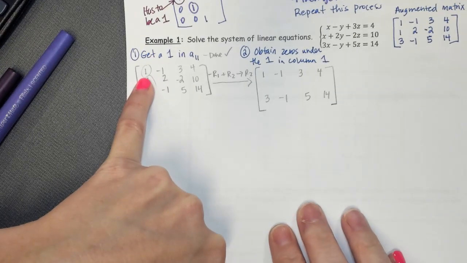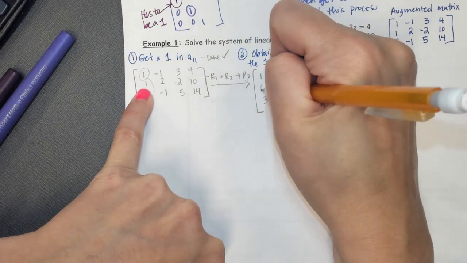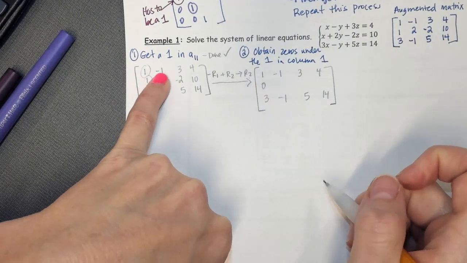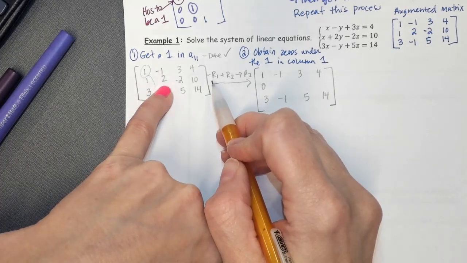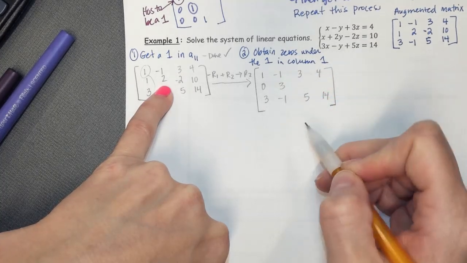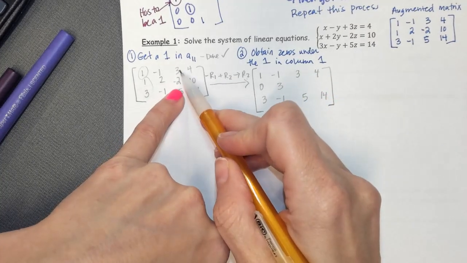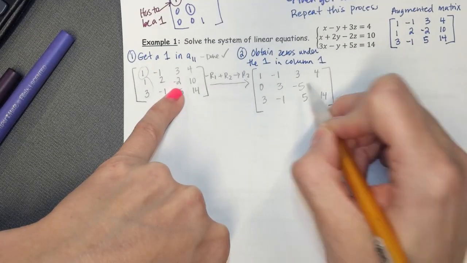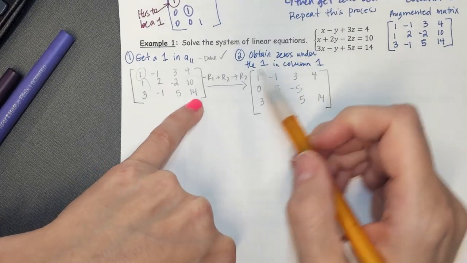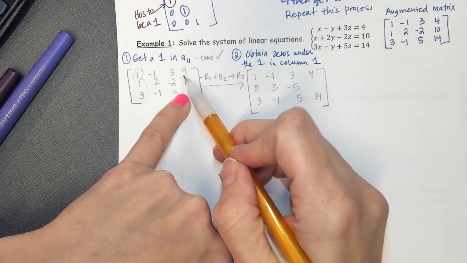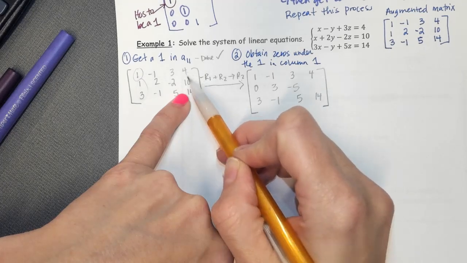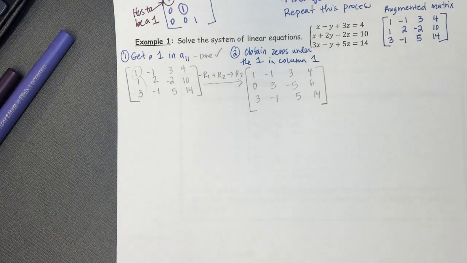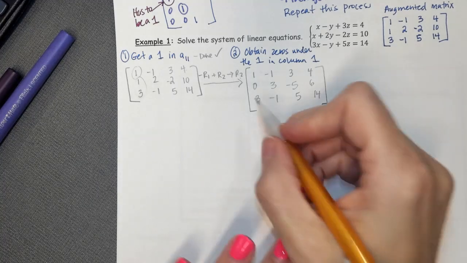So negative 1 times 1 is negative 1, plus 1 is 0. Negative times negative 1 is positive 1. 1 plus 2 is 3. Negative 3 plus negative 2 is negative 5. Negative 1 times 4 is negative 4, plus 10 is going to be 6. So now we have the 0 here.